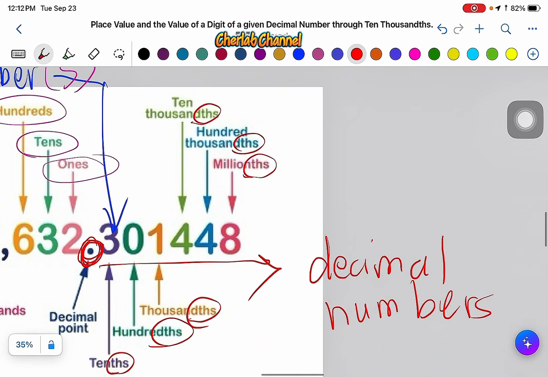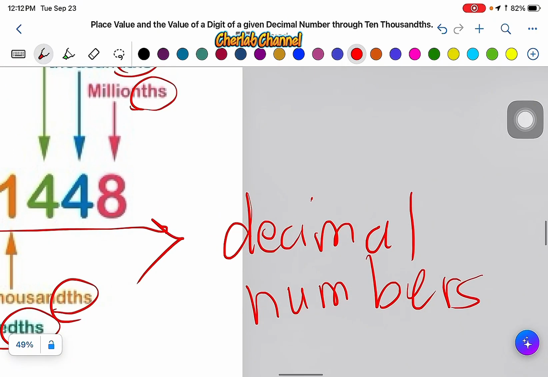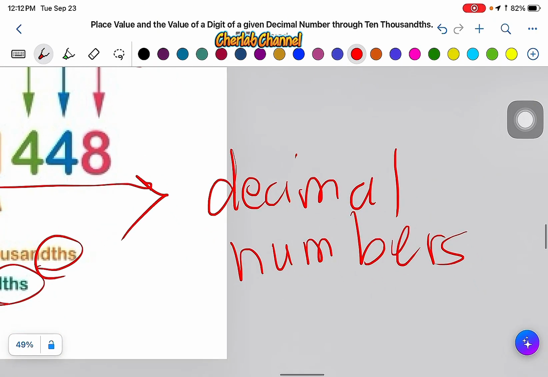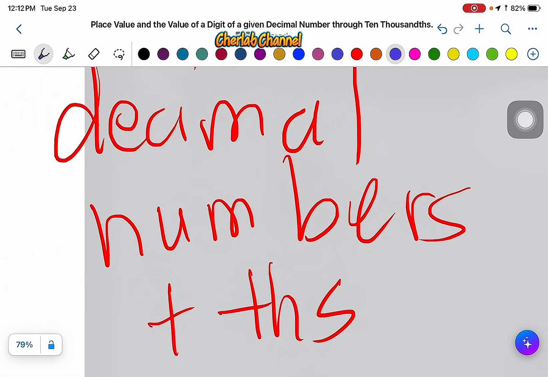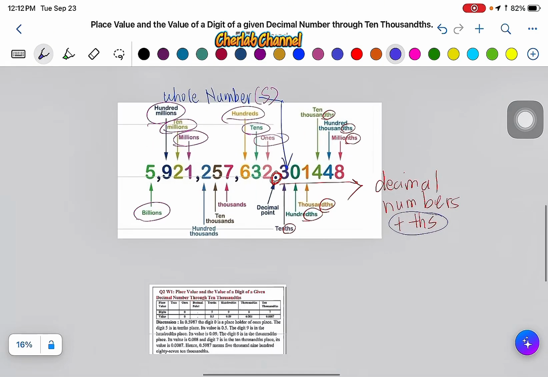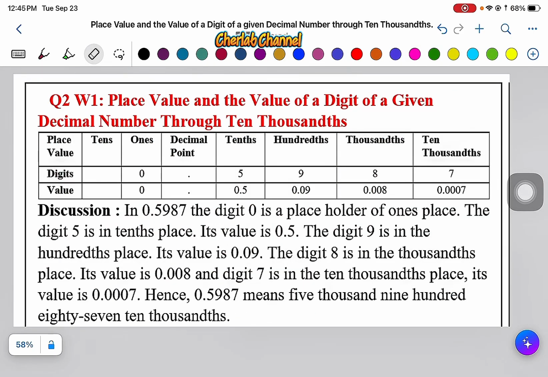So what did you notice? It is spelled with, or it ends with THS. So million plus THS. Tens plus THS. When it comes to decimal numbers, it ends with THS. Alright? Now, let us understand our lesson: place value and the value of a given decimal number through 10 thousandths.